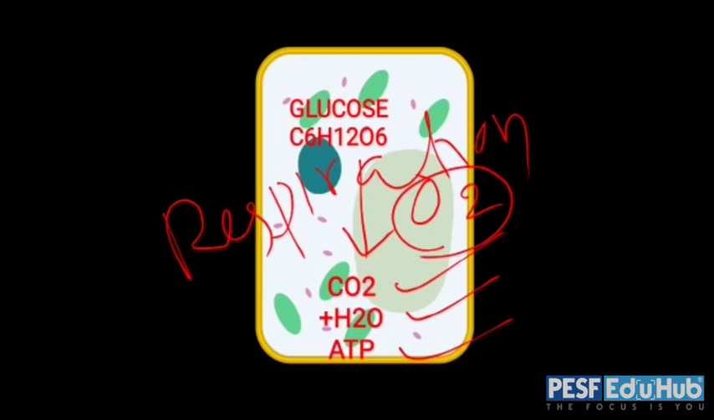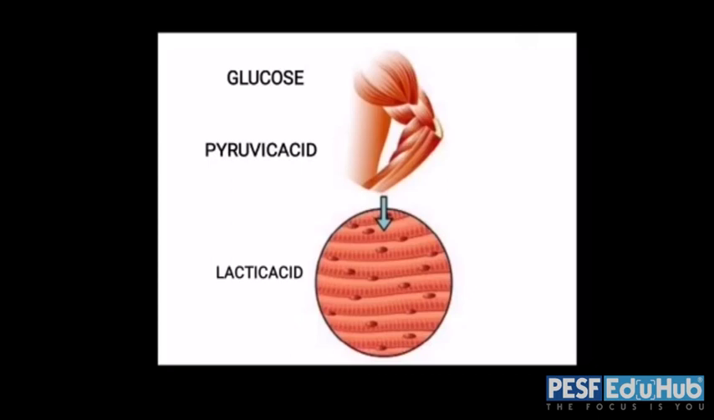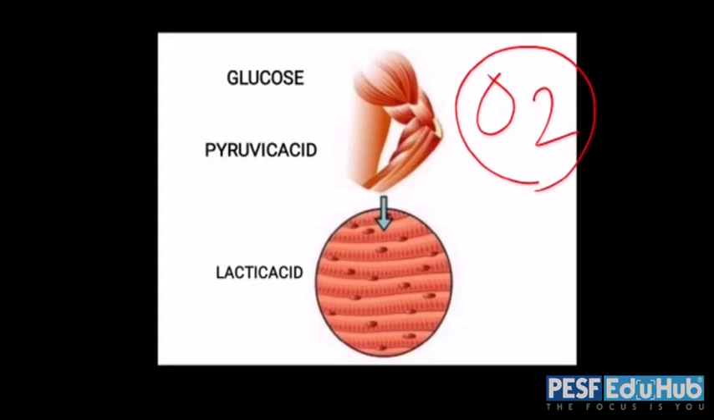Then suppose we are doing continuous exercise or running fast or going up and down a staircase. We feel tiredness or fatigue. Why did this happen? Here, due to continuous exercise, our cells lack oxygen. If there is no oxygen in the cell, the muscle cell undergoes anaerobic respiration.